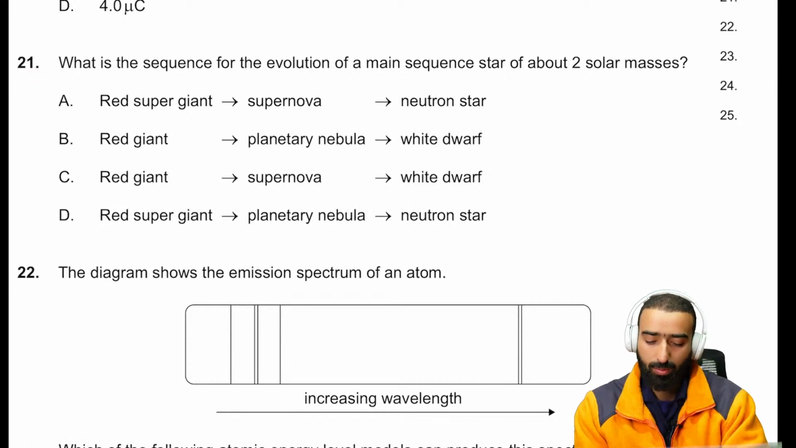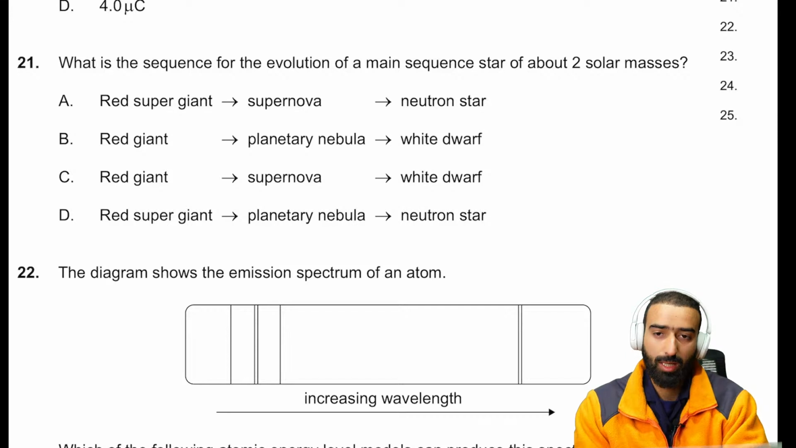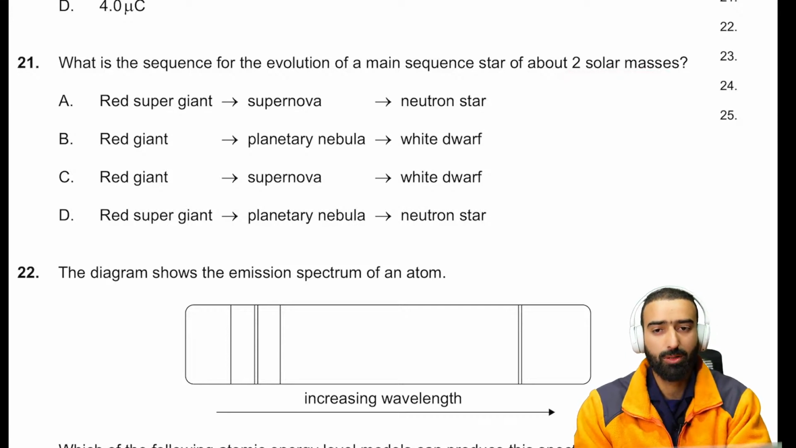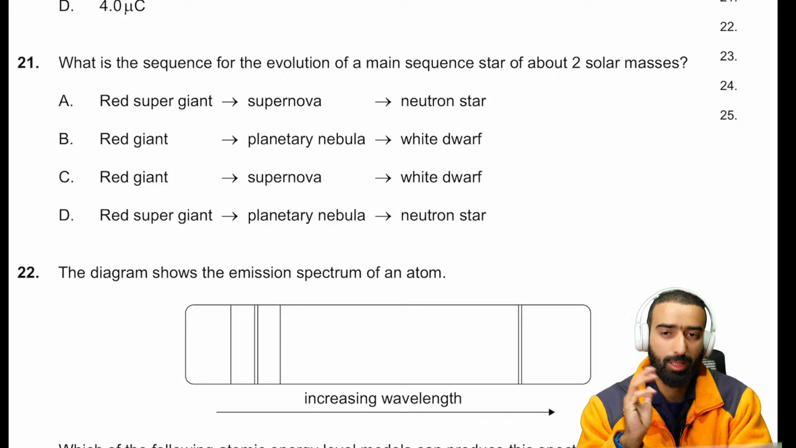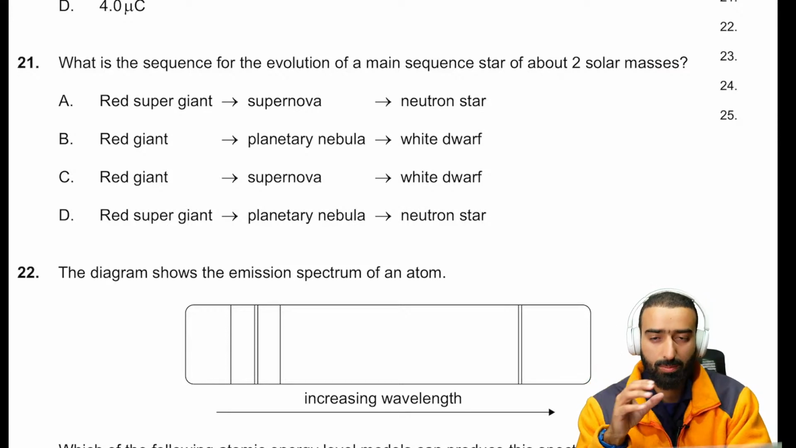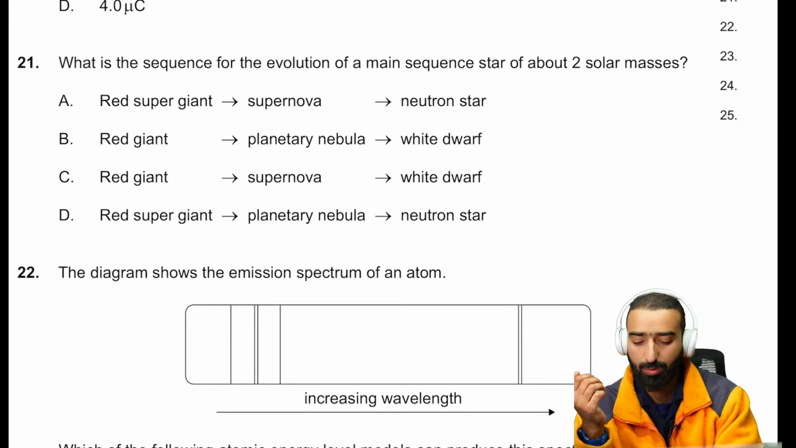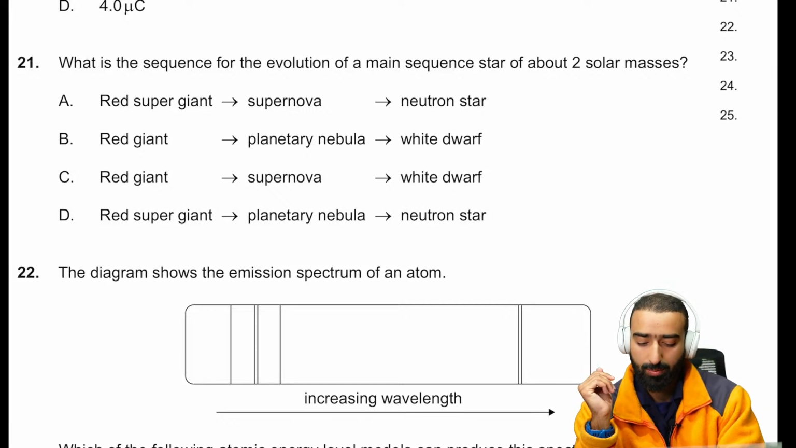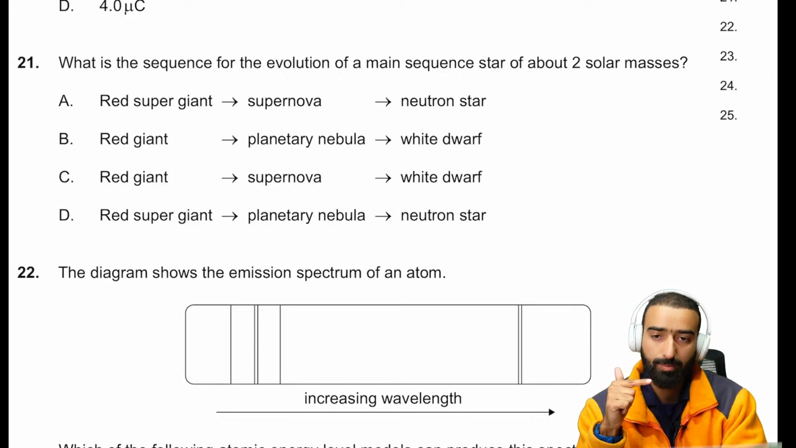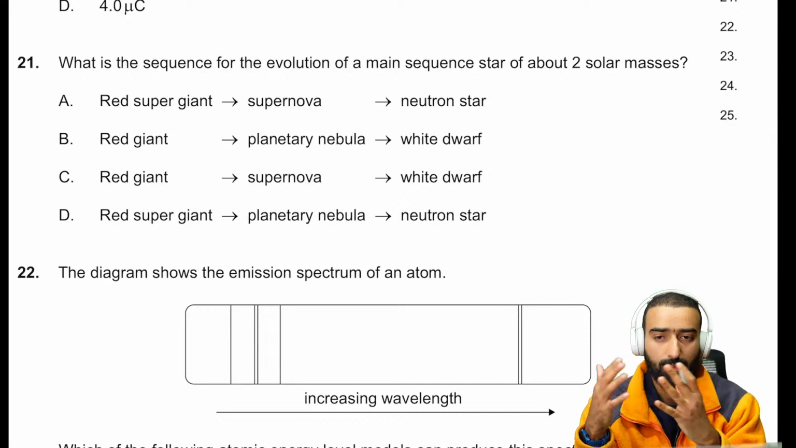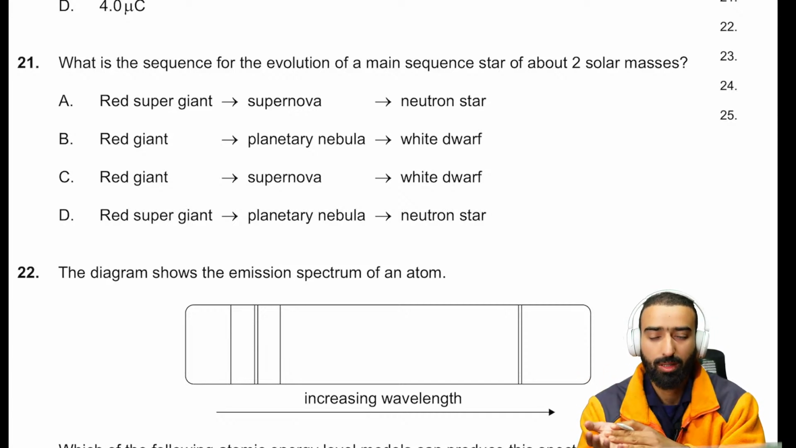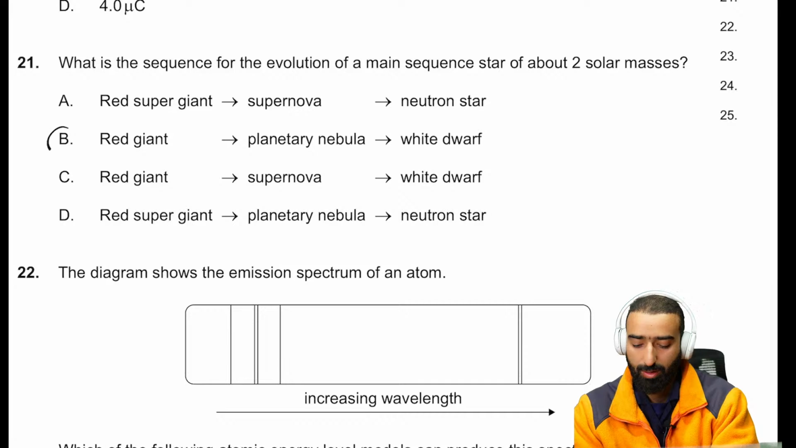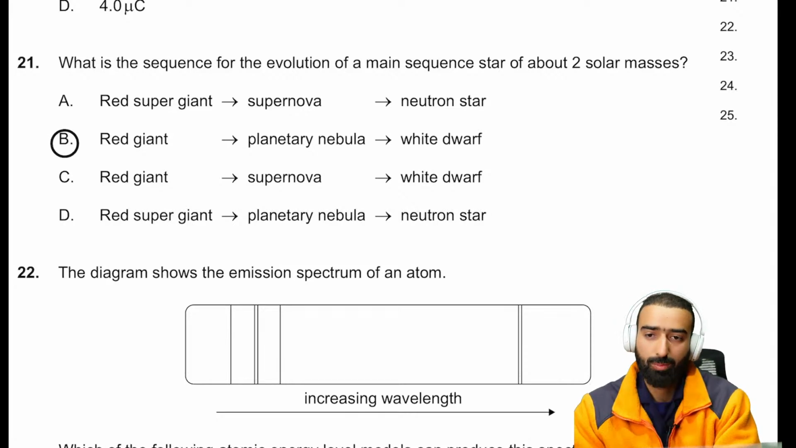What's the sequence for the evolution of a main sequence star that's about 2 solar masses? If it's 2 solar masses, it's not a really massive star. That means it's much like the sun. Its evolution will follow the same path as our sun. And what's that? It will become a red giant. Then it's going to shed its outer layers and become a planetary nebula and then turn into a white dwarf. So we'd go with option B.